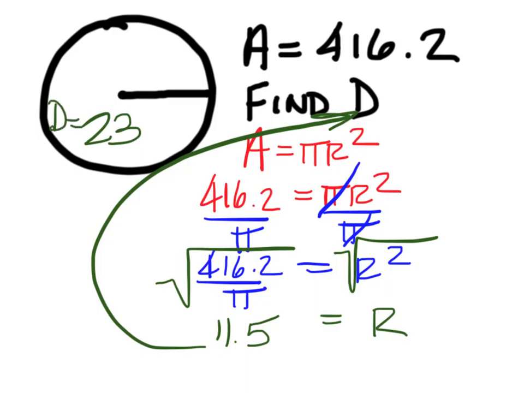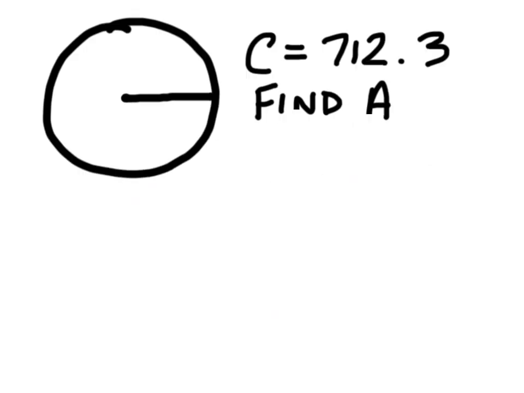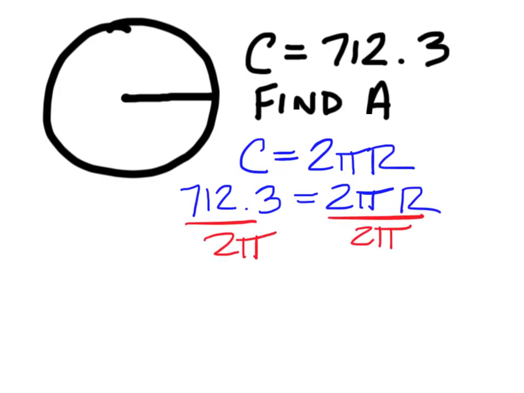On this one, you have a circle with the circumference, but you have to find the area. So if you're given the circumference to start with, then write the circumference formula, 2 pi r, and substitute in the 712.3 for the circumference. Now you want to solve for r, and to do that, you divide both sides by 2 pi, and they cancel out. So you're left with r, and what you need to do now is leave this the way it is. Don't touch it yet. And notice that you have to find A.